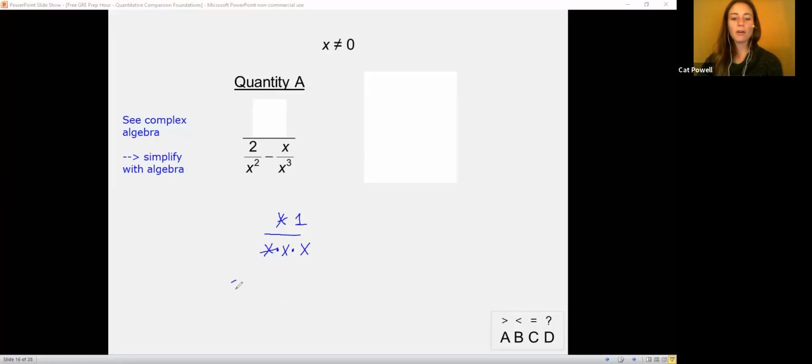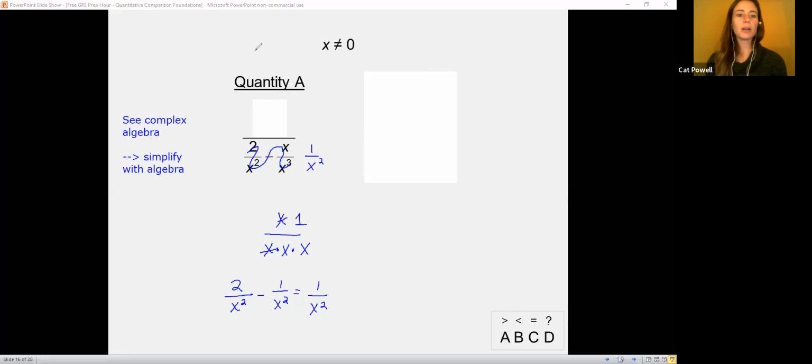So now in my denominator, I have 2 over x squared minus 1 over x squared. What does that equal? Yeah, same. 2 minus 1 is 1. Keep the denominator, 1 over x squared. So now I've replaced this whole denominator. I've simplified it down to 1 over x squared.